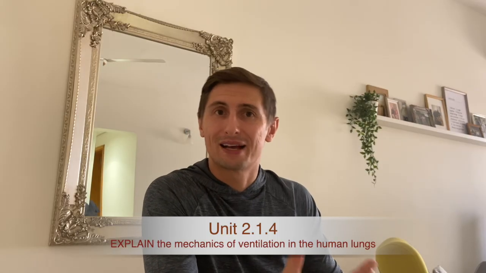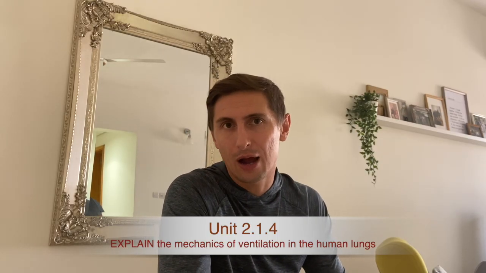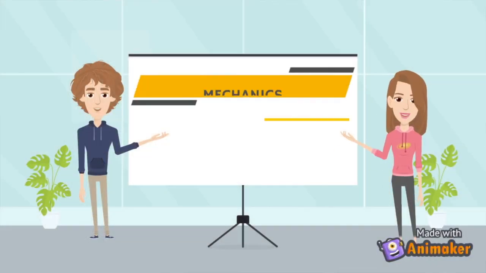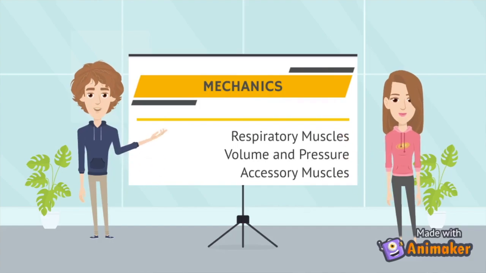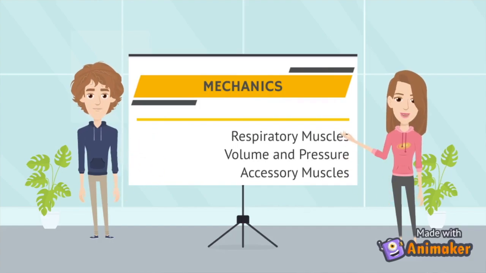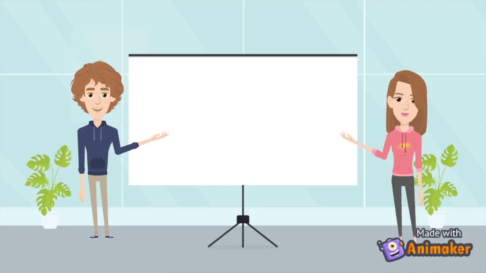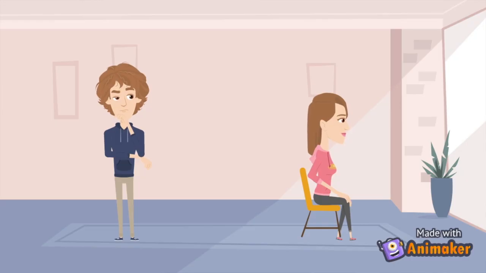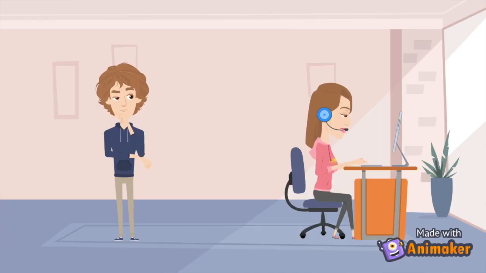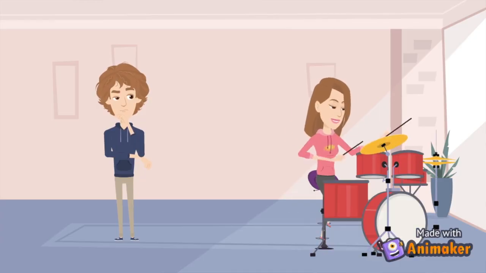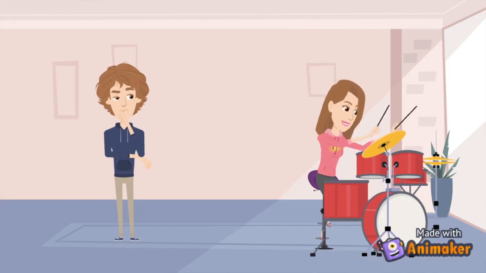Next, we need to look at the mechanics of ventilation, so how you actually breathe. So these three sections we need to discuss: respiratory muscles, volume and pressure, and accessory muscles. These are the three areas that help with our mechanics of breathing. We're going to start with the respiratory muscles. Whether you're standing up, sat at a desk, sat on a chair, slashing away on the drums, it doesn't matter, your respiratory muscles will help you all the same.